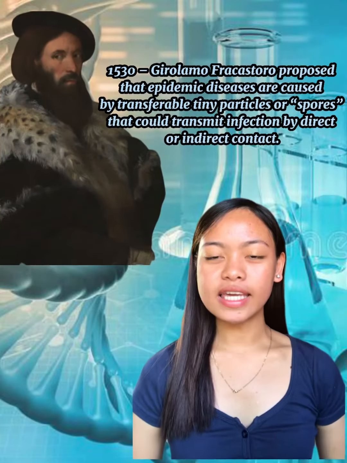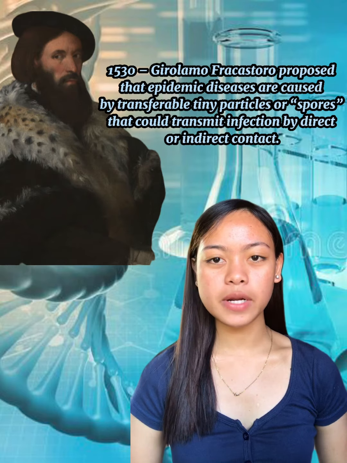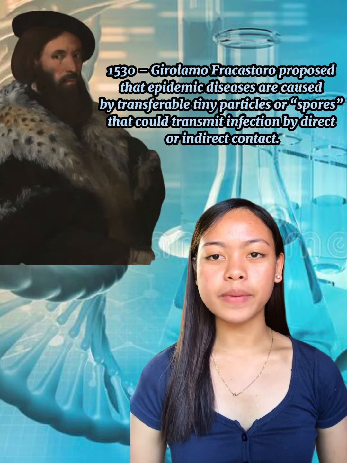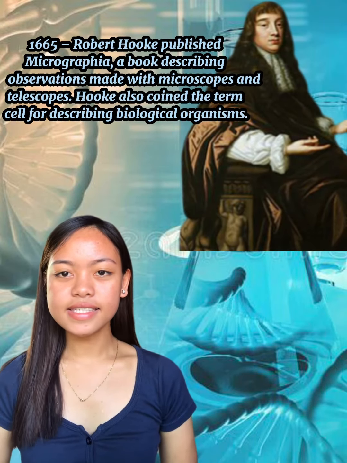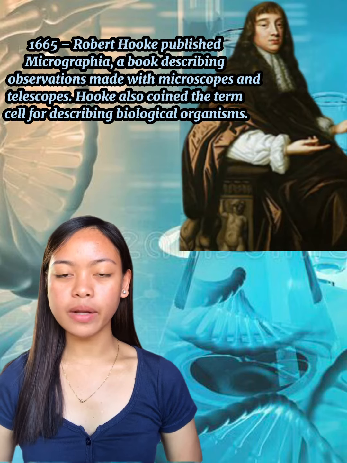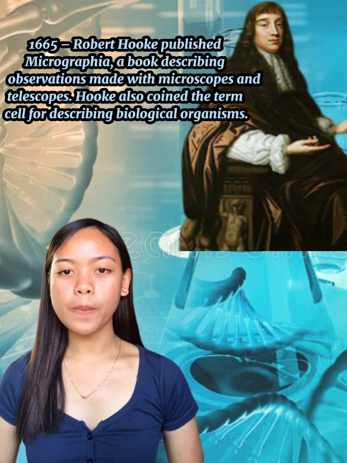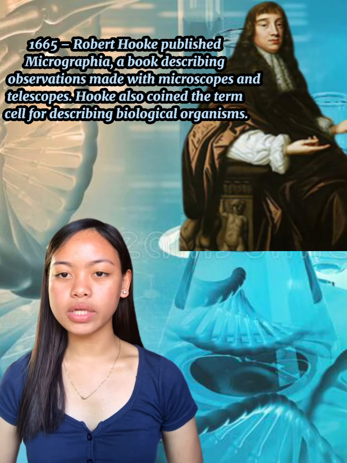So, let's begin. In 1530, Girolamo Fracastoro proposed that epidemic diseases are caused by transferable tiny particles or spores that could transmit infection by direct or indirect contact. In 1665, Robert Hooke published Micrographia, a book describing observations made with microscopes and telescopes. Hooke also coined the term cell for describing biological organisms.